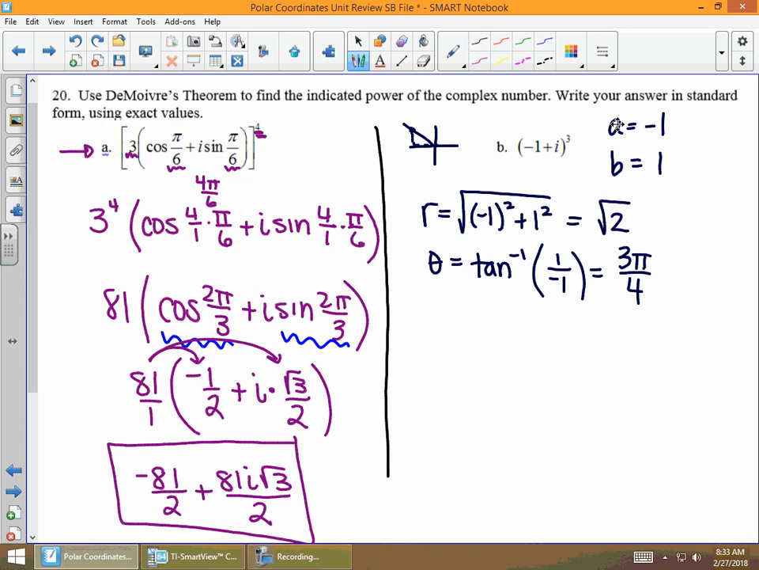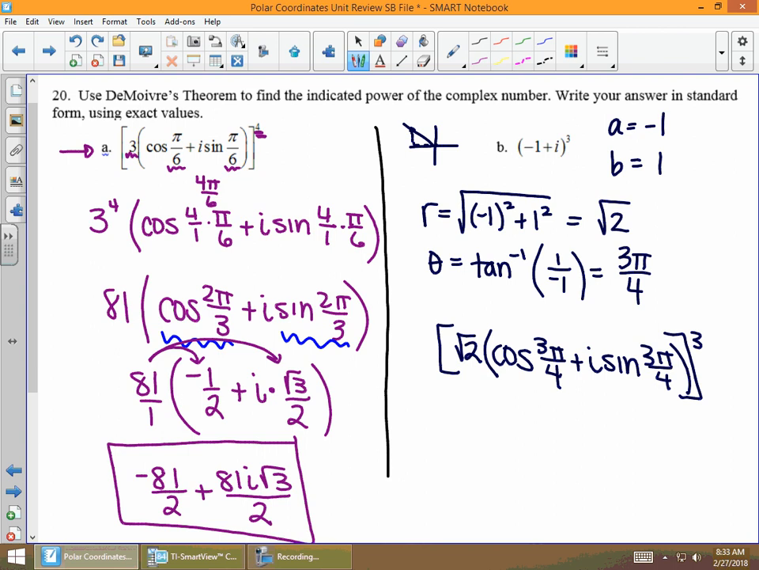And now we can put our complex number into polar form. So our complex number in polar form is square root of 2 cosine of 3 pi over 4 plus I sine of 3 pi over 4. And we're doing this all to the third power. You may be thinking that was a lot of work. I could have multiplied negative 1 plus I to the third power. I could have multiplied that out quicker than I can turn this into polar form and use the theorem.